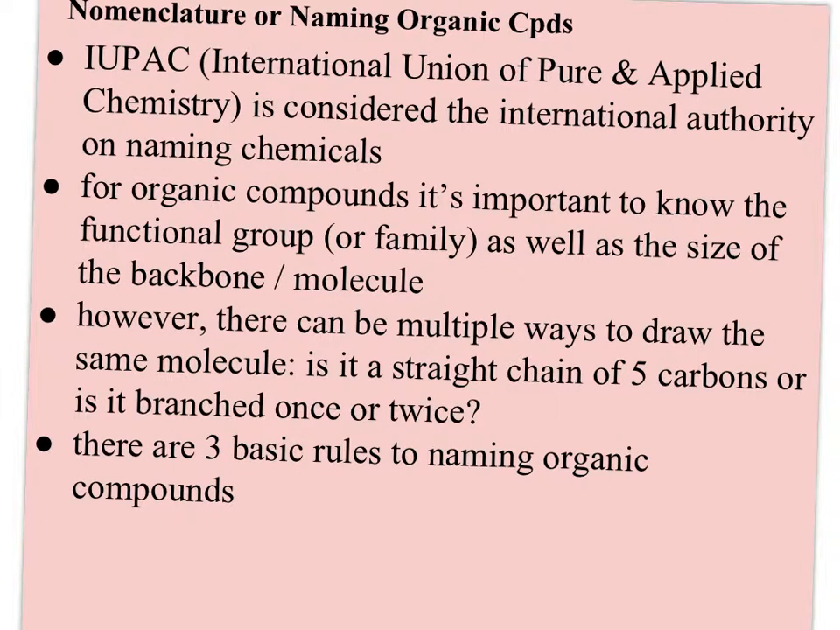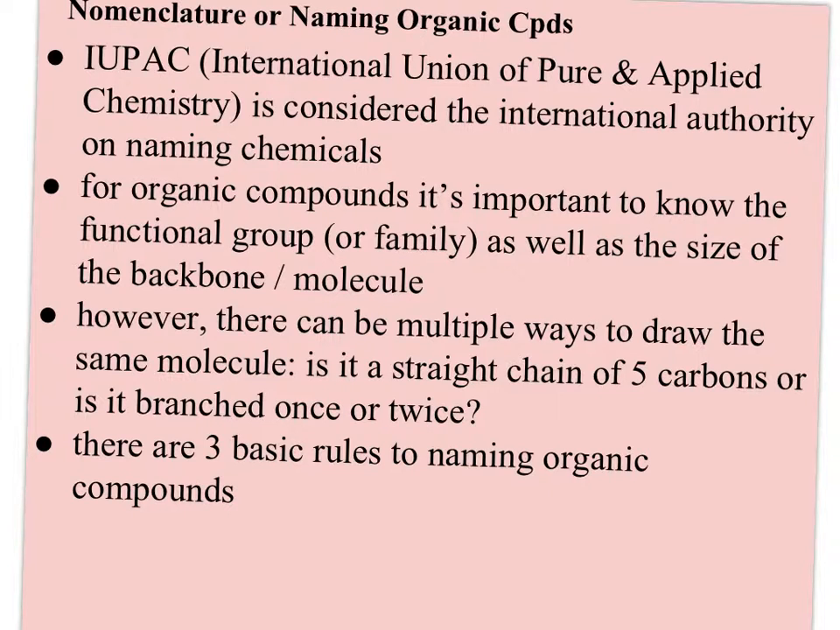Welcome. In this video, I'm going to go over two of the three rules for naming organic compounds, or what is commonly called nomenclature. The IUPAC, the International Union of Pure and Applied Chemistry, is considered the international authority on naming chemicals, especially organic chemicals.